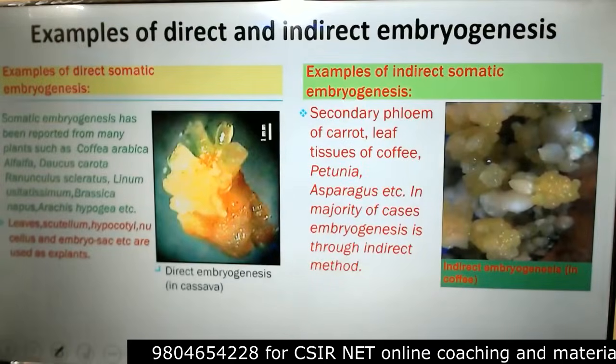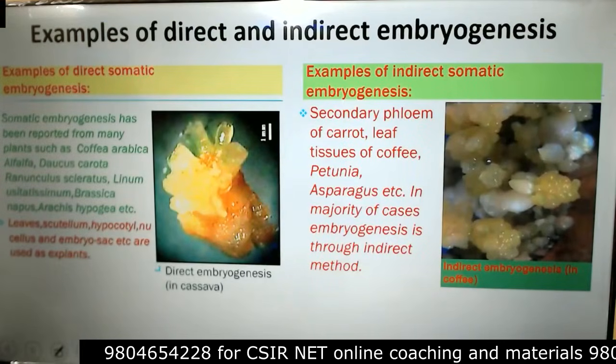Now the example of direct and indirect somatic embryogenesis.